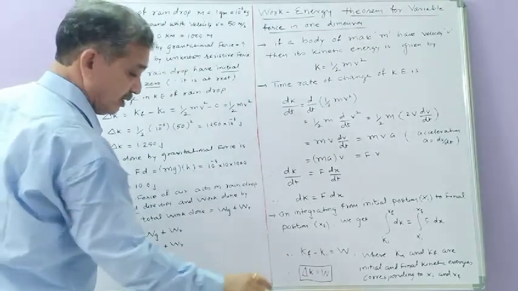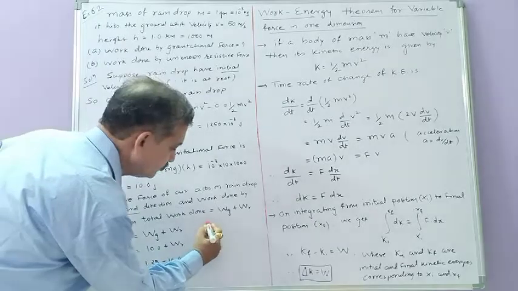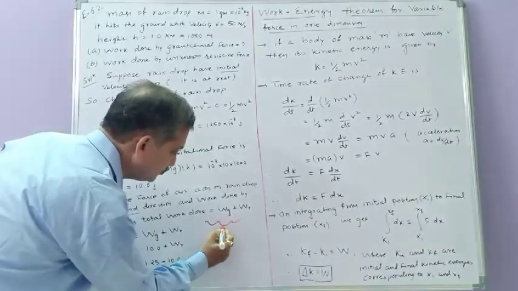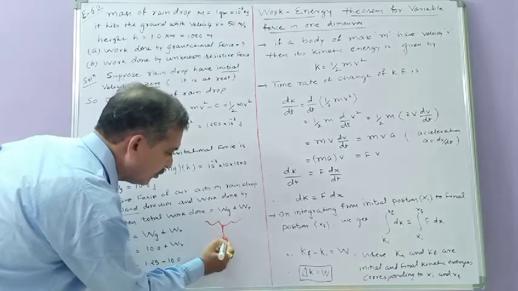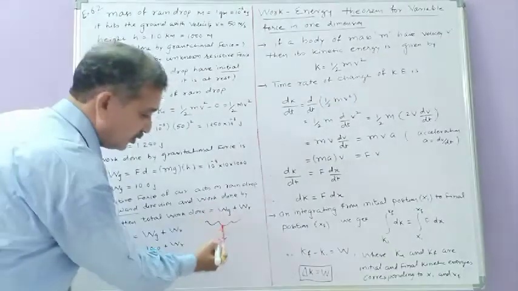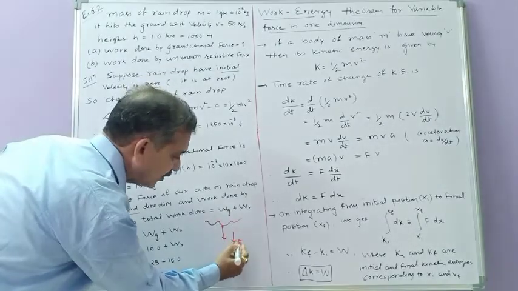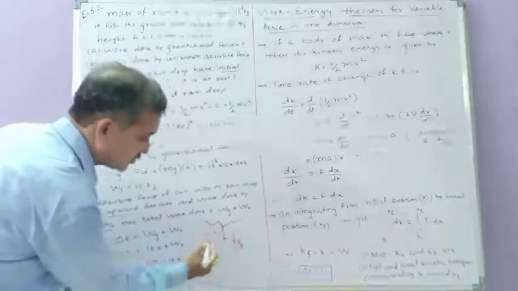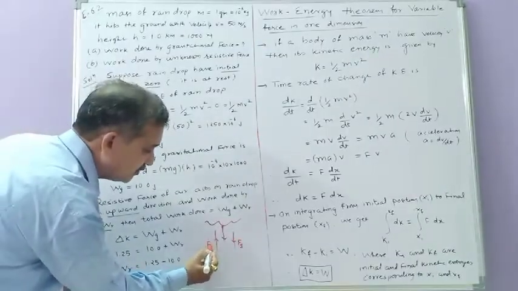Actually what is happening is, when from the cloud this kind of raindrop is coming down, then on this raindrop there are two kinds of forces acting. One is gravitational force, and at the same time, in a direction opposite to that of its motion, the resistive force.